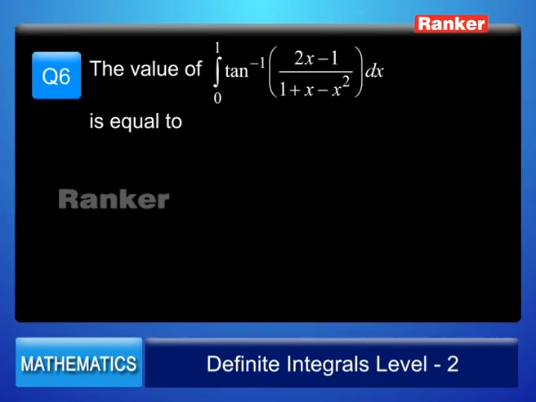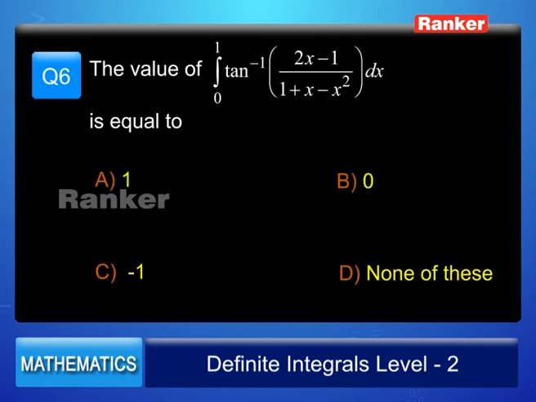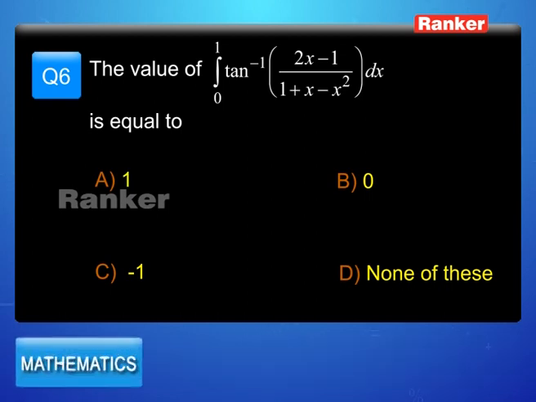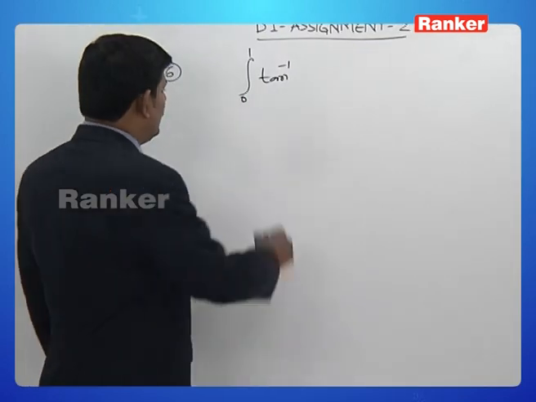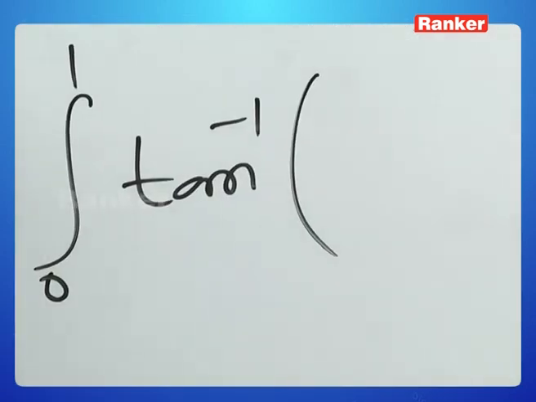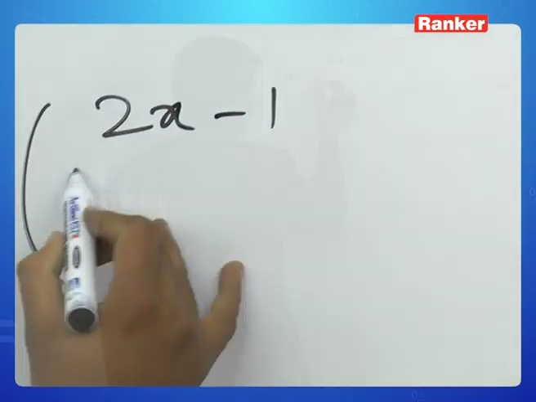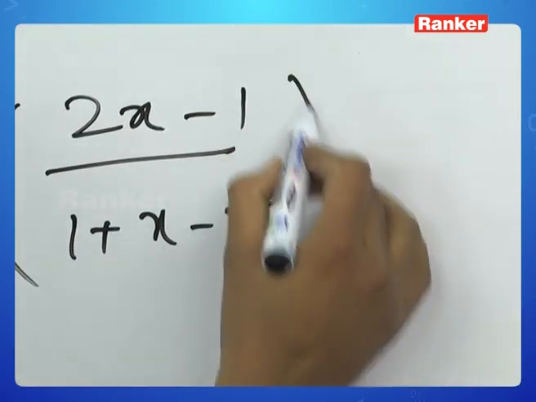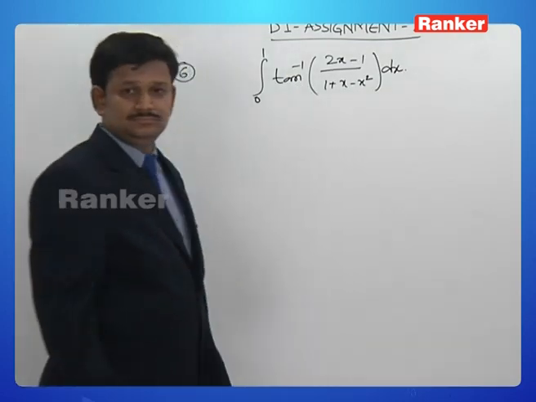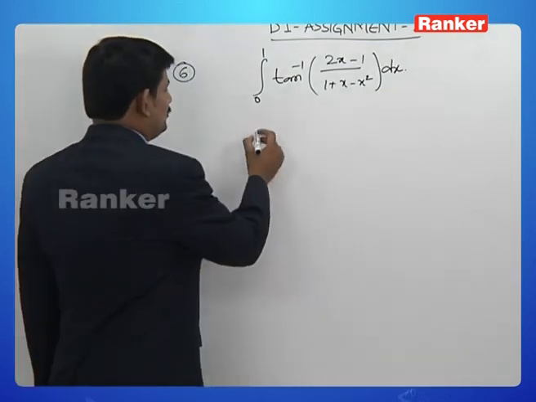Next question, the value of integral 0 to 1 tan inverse of 2x minus 1 divided by 1 plus x minus x square dx is equal to option A 1, B 0, C minus 1, D none of these. So, we need to evaluate integral 0 to 1 tan inverse of 2x minus 1 by 1 plus x minus x square dx. This is an interesting question.